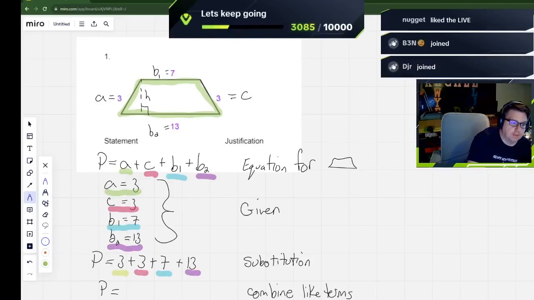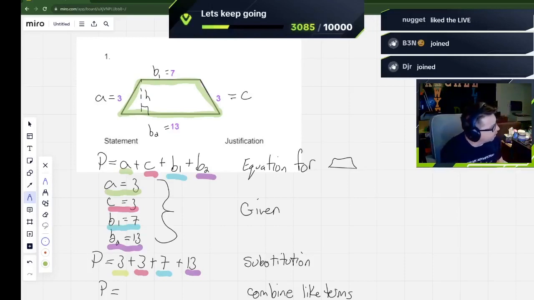Same thing if they all had x's. If it was 3x, 3x, 7x, 13x, we could just combine like terms. So I like to use that phrase more than I'm adding, because a lot of times adding and addition property of equality sometimes get confused or get thrown off. I want it to be, we're going to add them all together. When we do that, 3 and 7 make 10. 10 plus 13 is 23, and then another 3 gives us 26. So that's how we should get the first problem.